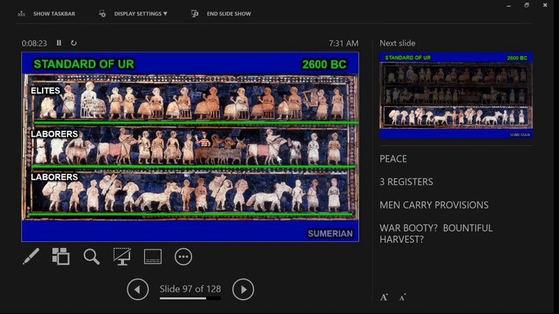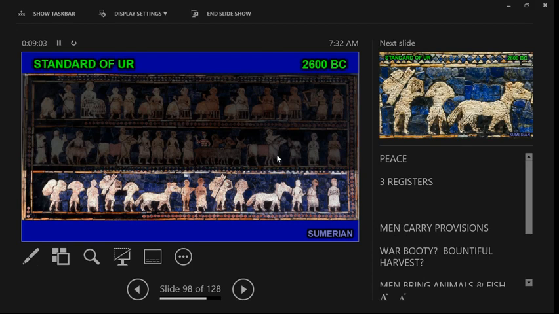All right. Men are carrying provisions, and art historians are wondering if this is war booty or possibly a bountiful harvest. If it's war booty, then this could be part two of the other side. So the other side was war, this side is peace, and after war comes peace. So it could be two parts of the same story, or it could be two different ideas.